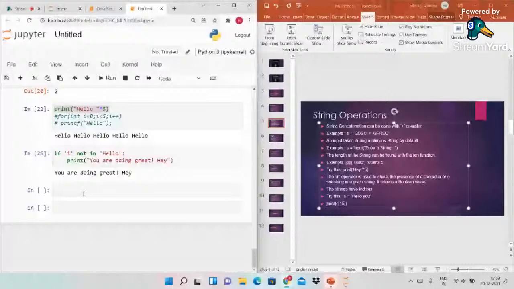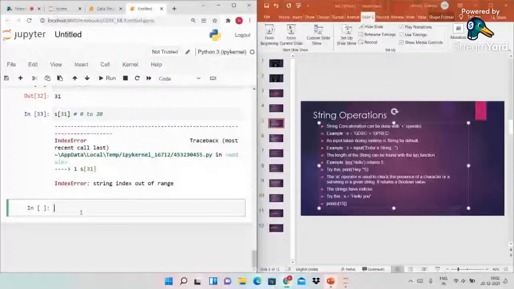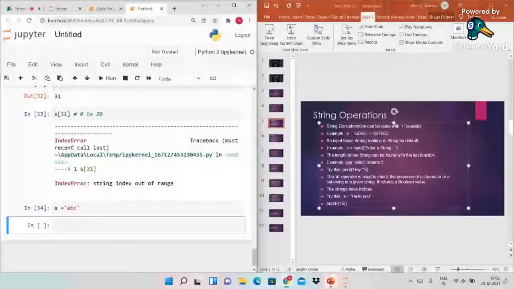Or else, let us take something very simple. Some small x, A, A, B, C. So, the length of A is 3. Now, if you try to do something like this, A of 0.